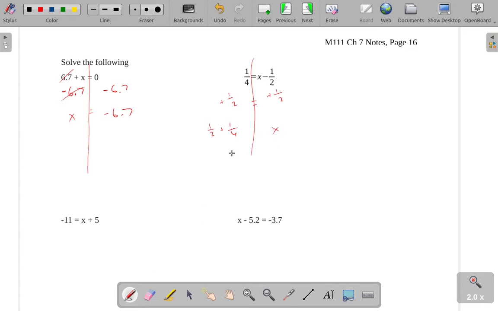Alright, well, to add those together, I need to have a like denominator. And 4 is a common denominator, so that 1/2, I'm going to multiply top and bottom by 2 and call it 2/4, which gives me ultimately 3/4 equals x.